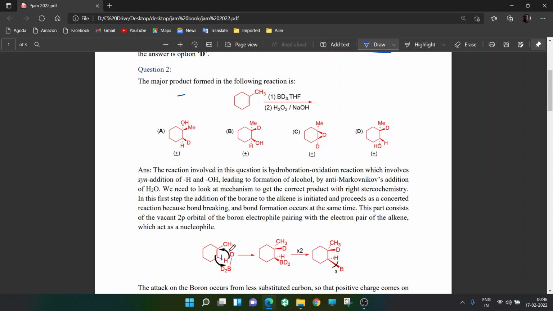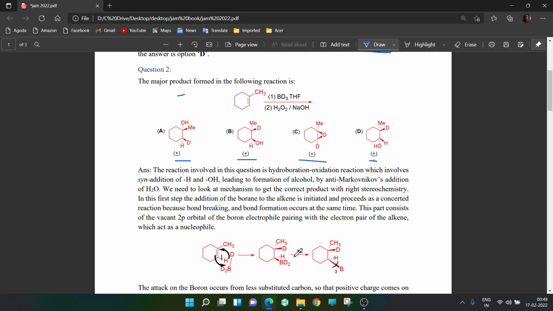Now you can see I have made solid lines. What I am trying to say is this attacks from top, so deuterium also attacks from top. It could have been from the bottom, like attacking from behind the screen from where you are watching. Then it would have been the same fashion of addition. BD2 would have attacked from behind, and this deuterium also would have attacked from behind, and therefore you get a racemic mixture in the product. As you can see, in all the options they have given plus minus both, so racemic mixture. So if it attacks from top, you get BD2 and D here.